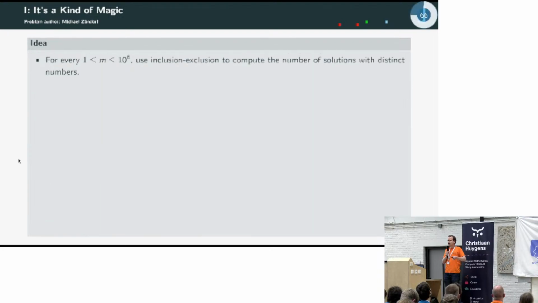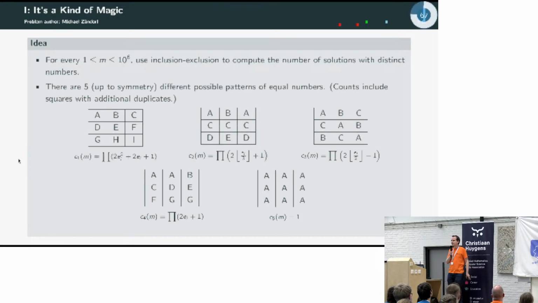Okay, but now we have counted the number of squares with duplicates and we want it without duplicates, so we need to do some kind of inclusion-exclusion. The idea is we can look at all possible ways that there can be duplicates in the magic squares, and up to symmetry you find a couple of options. For each of these options you can find a similar formula to the one on the previous slides, by again doing some linear algebra or using the same formula again. But note that this again includes magic squares that have potentially more duplicates than is in the pattern.